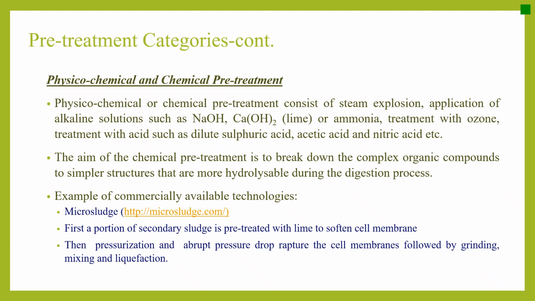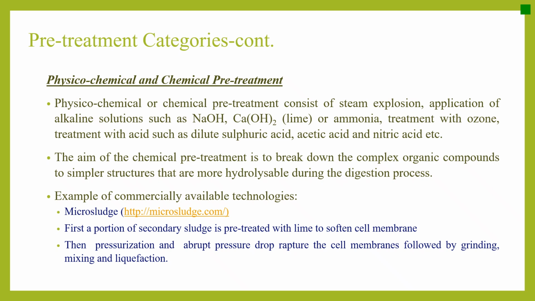Physicochemical and chemical pretreatment. Physicochemical or chemical pretreatment consists of steam explosion, application of alkaline solutions such as sodium hydroxide, calcium hydroxide or ammonia, treatment with ozone, treatment with acids such as dilute sulfuric acid, acetic acid and nitric acid, etc. The aim of chemical pretreatment is to break down the complex organic compounds into simpler structures that are more hydrolyzable during the digestion process. An example of commercially available technologies is MicroSludge.